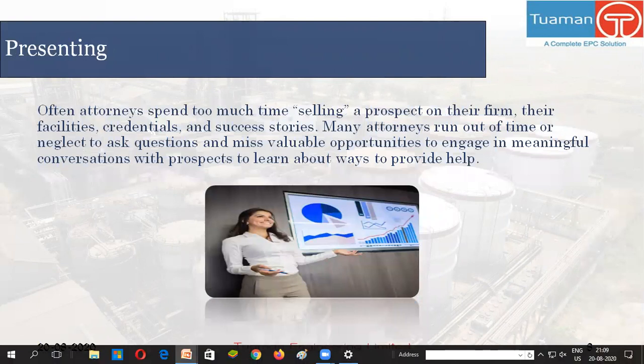Next is presenting. Often attorneys spend too much time selling a prospect on their firm, their facilities, credentials, and success stories. Many attorneys run out of time or neglect to ask questions and miss a valuable opportunity to engage in meaningful conversation with prospects to learn about ways to provide help.